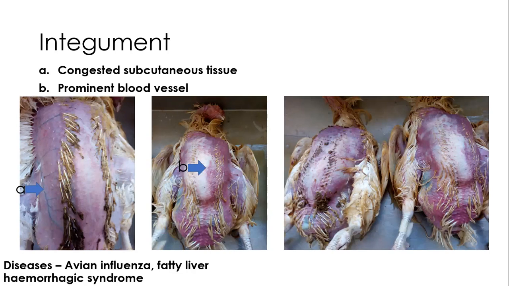You see it in avian influenza, you see it in fatty liver hemorrhagic syndrome, and you can see it in some other diseases, but especially avian influenza. Sometimes you can see something similar in Newcastle, but it is not so common, unlike in avian influenza and fatty liver hemorrhagic syndrome. So this is another thing you are supposed to take note of. It's important.